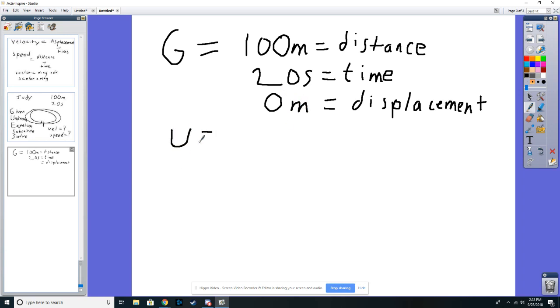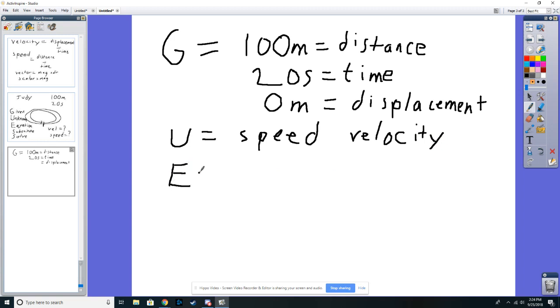Next, unknown, what are we looking for? We are looking for her speed and we are looking for her velocity. So we have that. We have our equation is next.